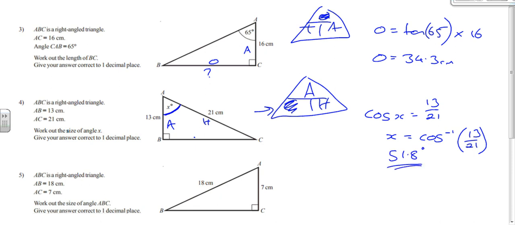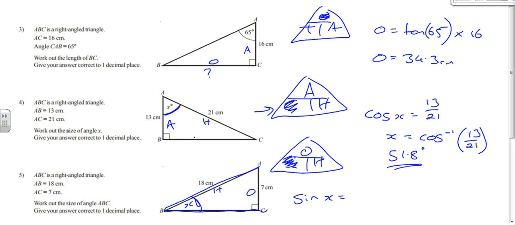Next one, question 5. It asks you to work out angle ABC. Now, A to B to C makes this angle here. So that's the one that we're looking for. So if we call that one X, 7 is opposite, and 18 is the hypotenuse. So O and H is SOH. Now we're looking for the angle. So we cover up the bottom left. So we're going to have sin of X equals the opposite divided by hypotenuse. So 7 divided by 18.